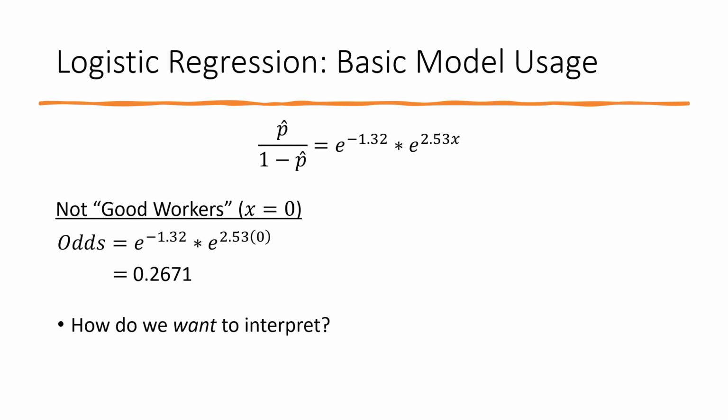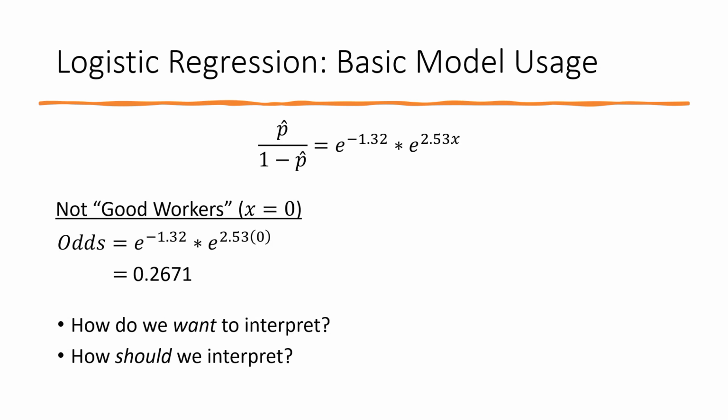Now, we really want to interpret this as something like the probability that a not good worker turns the project in on time is 26.7%. And again, it is very difficult because this is how we want to interpret it, but it's really not the way we should interpret it. We really should be interpreting this as the odds of turning in on time are 0.2671 for every one time that we don't turn it in on time.